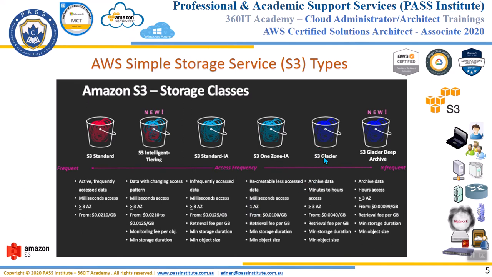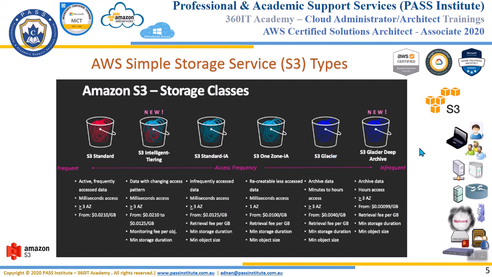Then we have Glacier. This is for archival storage, meaning archive data that you don't need in your everyday access. You don't access that data every day. Mostly this is data that is maybe 6 months old or 3 months old, whatever your company policy is, and it is sent to Glacier. The main difference is that Standard is expensive, IA is cheaper, and Glacier is the cheapest.